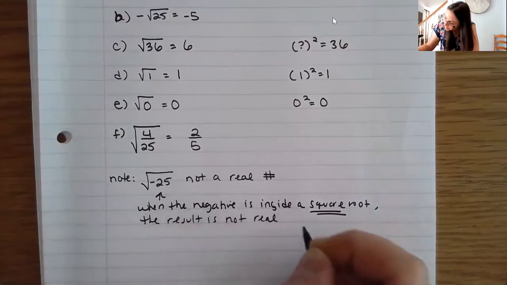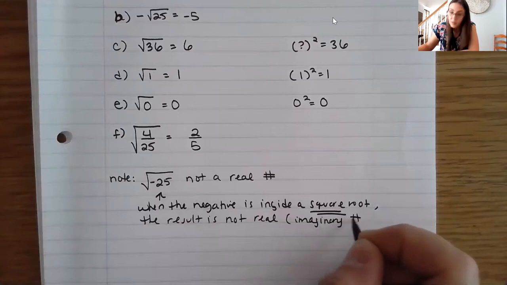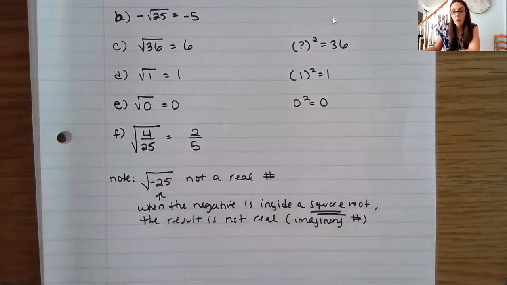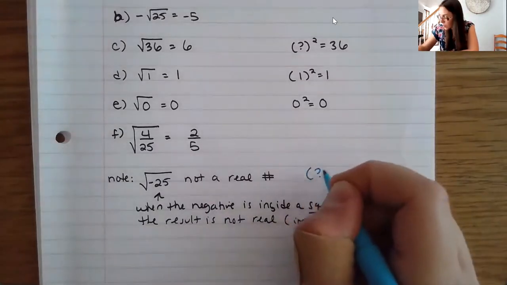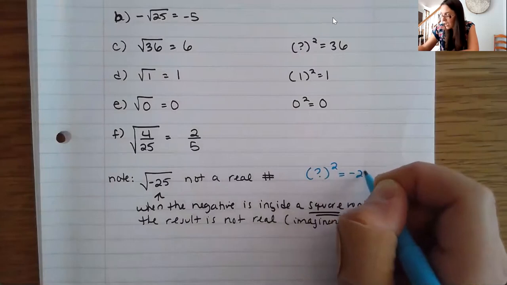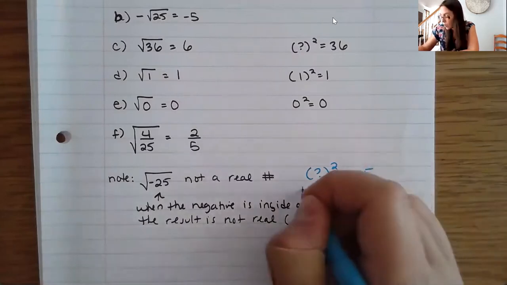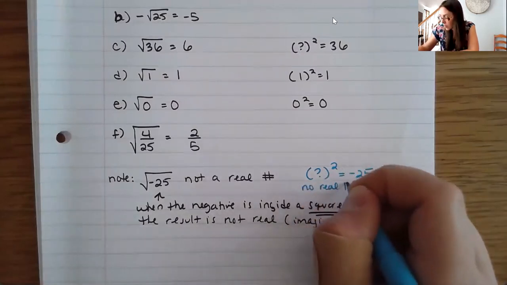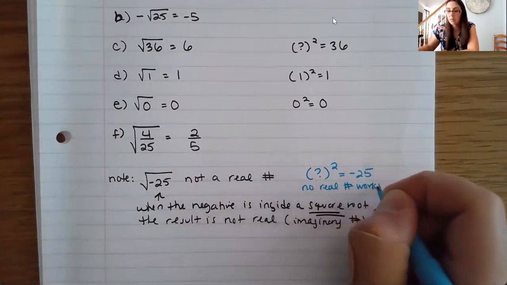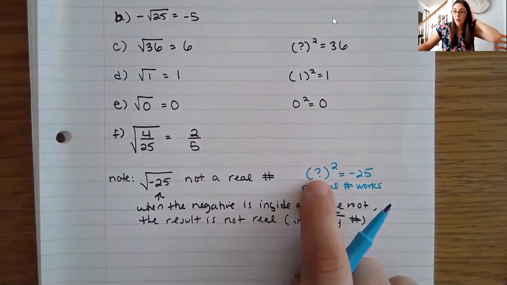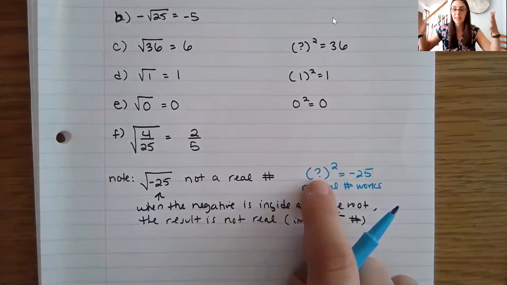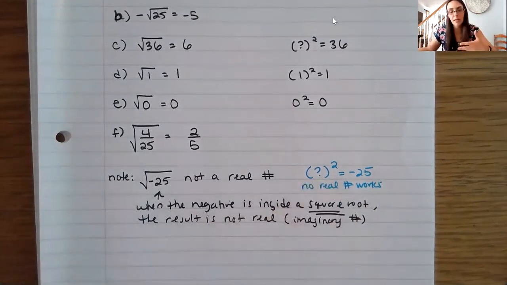It's actually called an imaginary number, which we're not going to see in this class, but you'll see in other classes. So it's not real. So you do want to be careful. And that's because if you think about it, you would ask yourself, what number squared equals negative 25? And no real number works, right? If I do 5 squared, that's positive 25. If I do negative 5 squared, it's still positive 25, because negative 5 times negative 5 is still a positive.